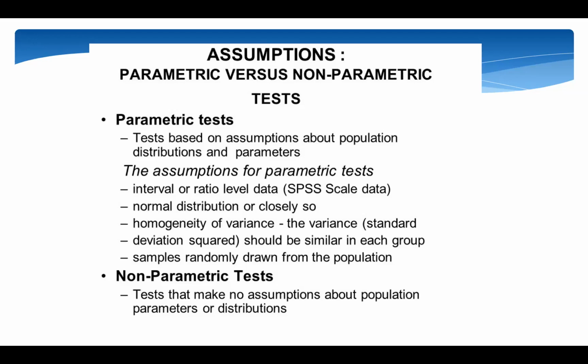Okay, the tests are based on the assumptions about the population. The distribution should be normal distribution. Okay, so interval or ratio level data, right? We talked about it. The data should be normally distributed. And the variance, the standard deviation squared, should be similar in each group. So that is also a part of normal distribution. And the sample should be random.